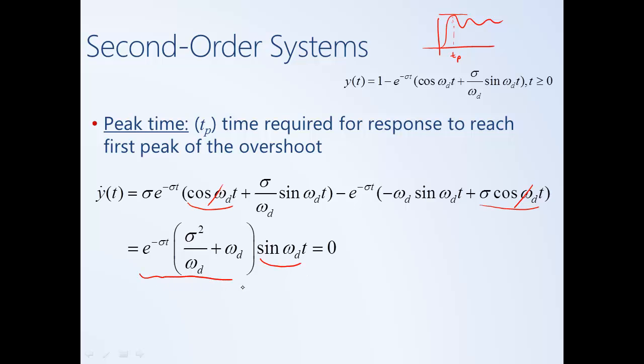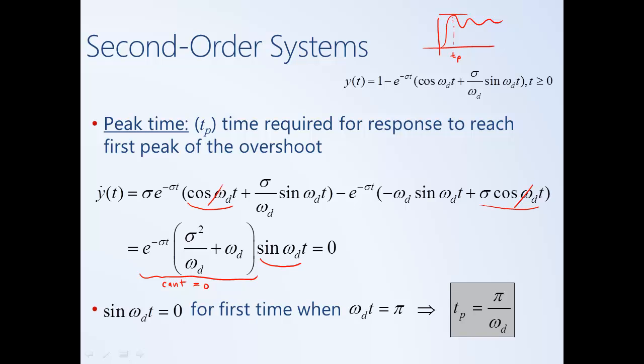So this term can't equal 0. So we're looking for when the sine is equal to 0. And it equals 0 at time equals 0, but that's sort of the trivial solution. But the next time it equals 0 is when omega dt is equal to pi. And so solving for t, we get the peak time is equal to pi divided by omega d.